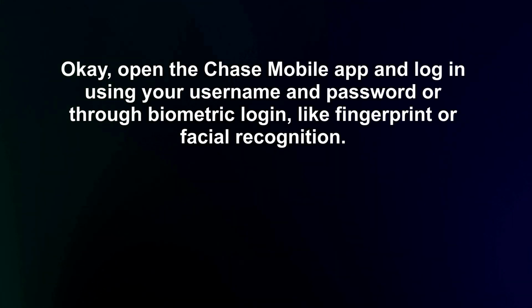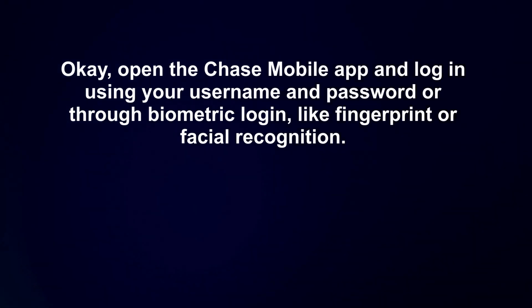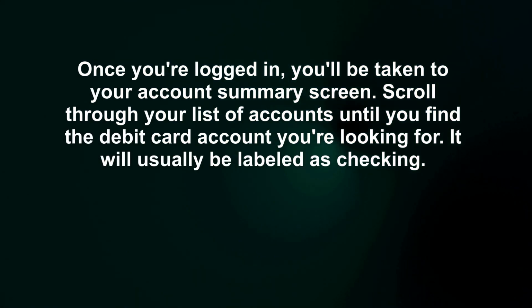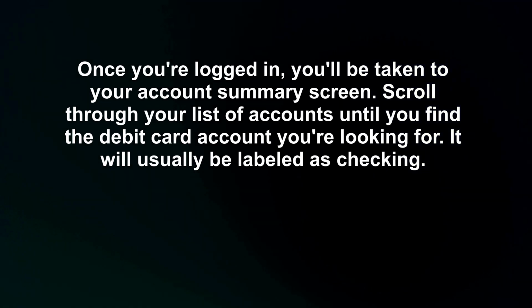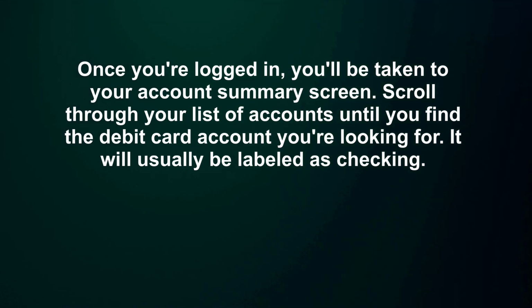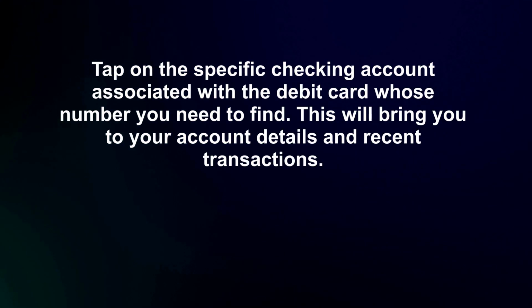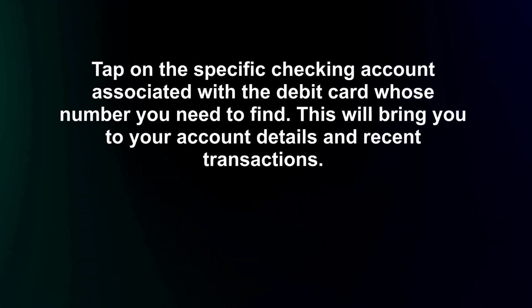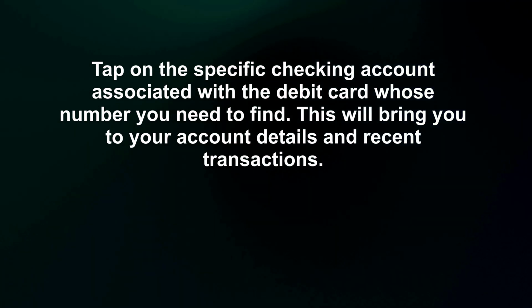Okay, open the Chase mobile app and log in using your username and password or through biometric login, like fingerprint or facial recognition. Once you're logged in, you'll be taken to your account summary screen. Scroll through your list of accounts until you find the debit card account you're looking for. It will usually be labeled as checking. Tap on the specific checking account associated with the debit card whose number you need to find. This will bring you to your account details and recent transactions.